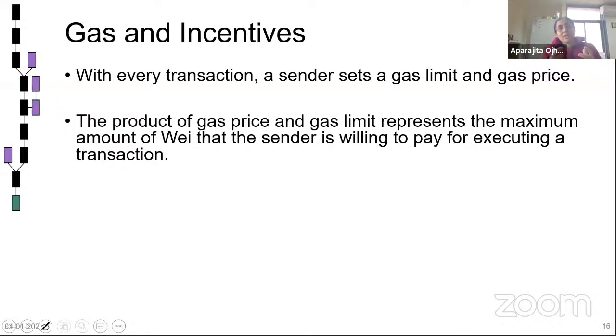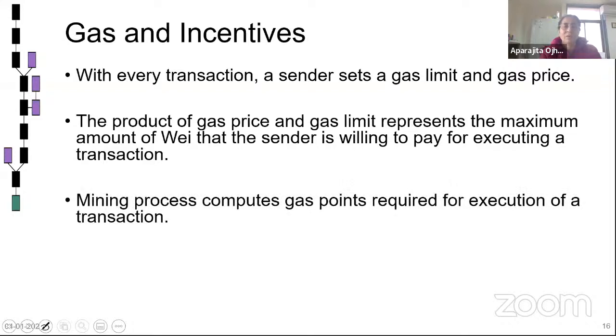So that will be fixed for a specific operation. For every transaction, a sender sets a gas limit and a gas price. The product of the gas price and the gas limit represents the maximum amount of ether that the sender is willing to pay. So one is an estimation, like I make an estimation that it may cost some 5 rupees, so I'm ready to pay 5 rupees.